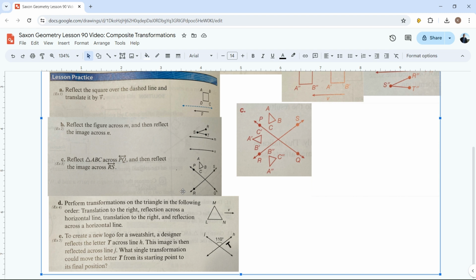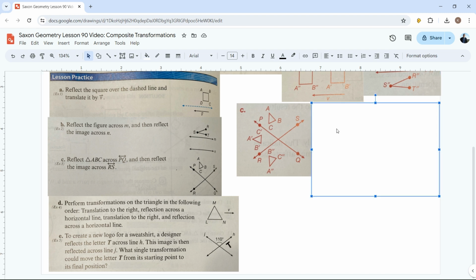Perform transformations on the triangle in the following order. Translation to the right, reflection across a horizontal line, translation to the right, and reflection across a horizontal line. Okay, so we're going to translate it according to V. That means we're going to measure V with a ruler, and we're going to move M that far to the right, L that far to the right, N that far to the right.